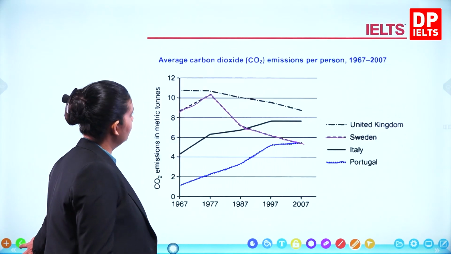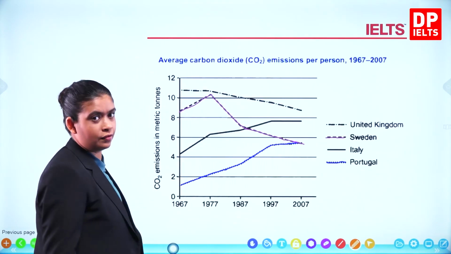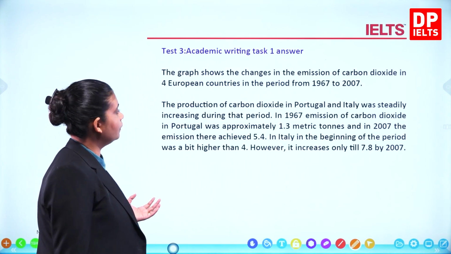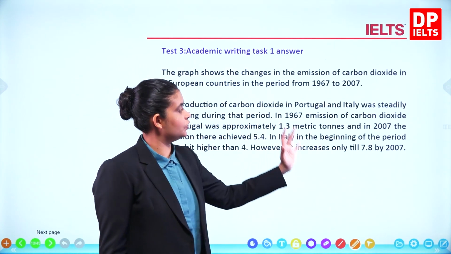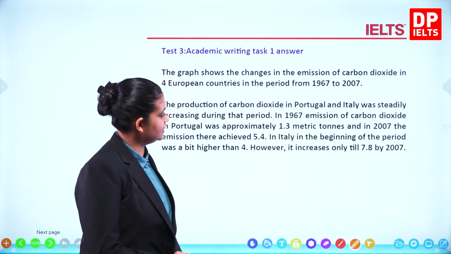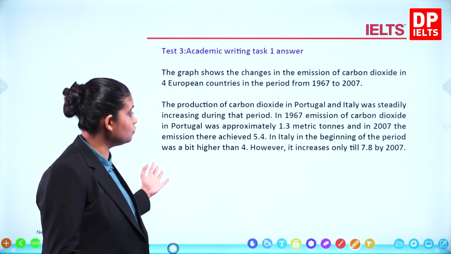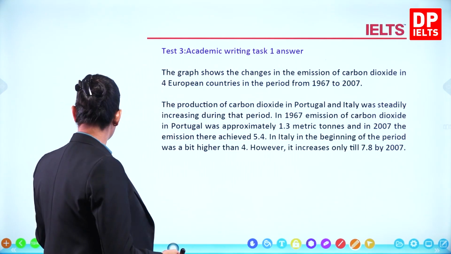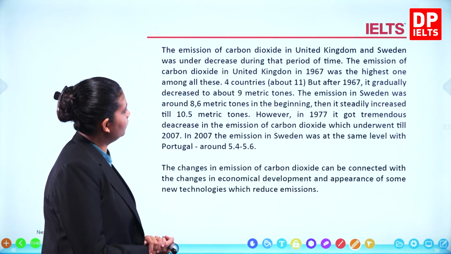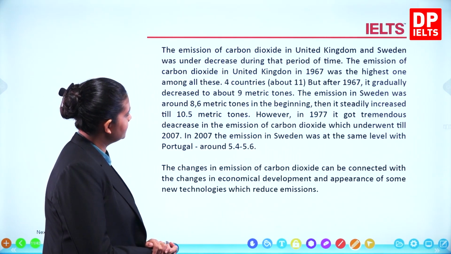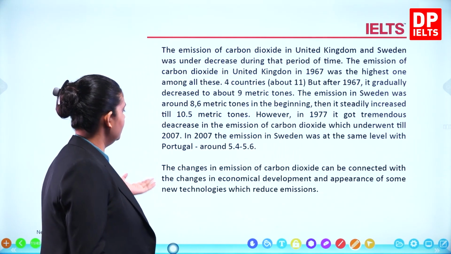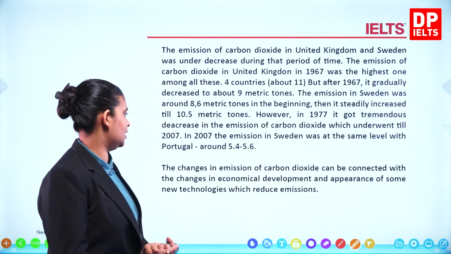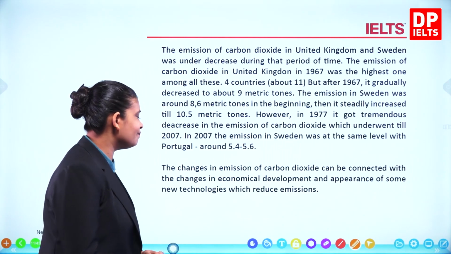And then again, could paraphrase more. So quite similar to the question again. Then the overall is missing, but you have straight away the detailed body paras. I'd like you to read it on your own, right? And then again you have another body para here, right? And then finally, the changes in emission of carbon dioxide can be connected with the changes in economical development.